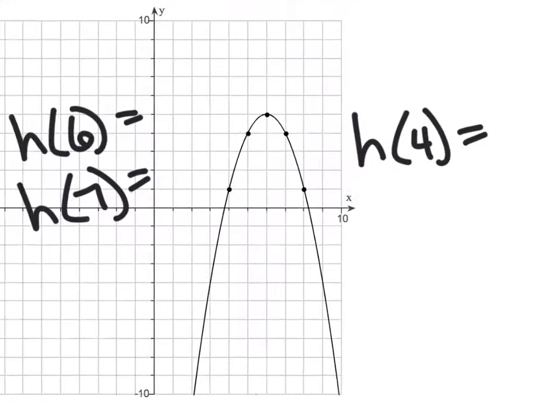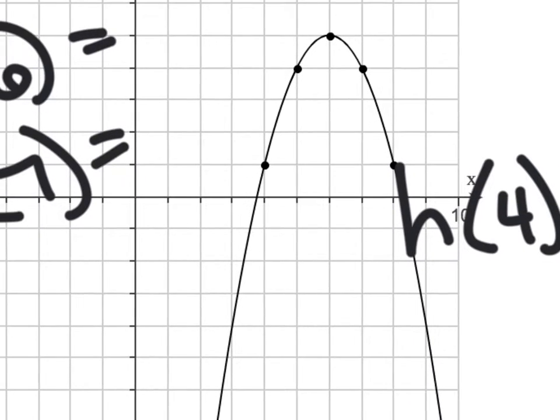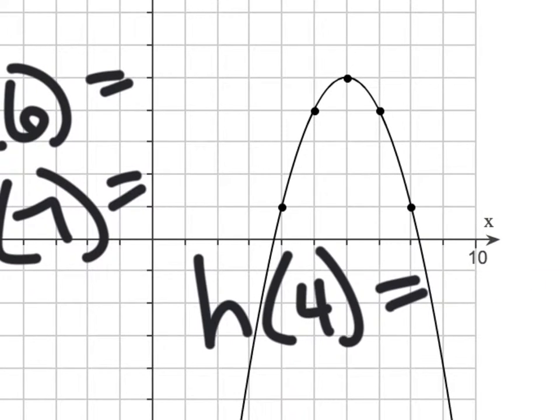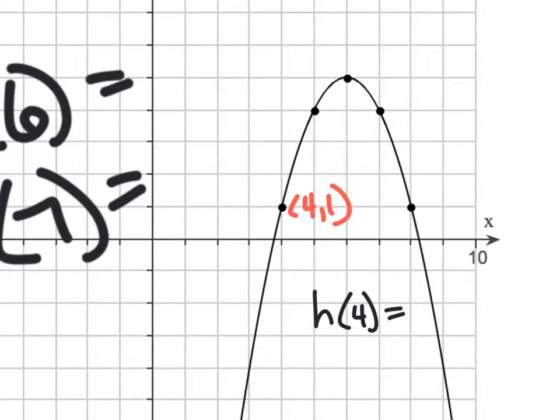So let's zoom in, and h of 4. So that means what we need to do is look to figure out where x is 4. So where is x 4? So 1, 2, 3, 4. So there's 4 on the x-axis, and so we can see, boom, there is h of 4, and so this is right here, (4, 1). So that means h of 4, right here, h of 4 is equal to 1.